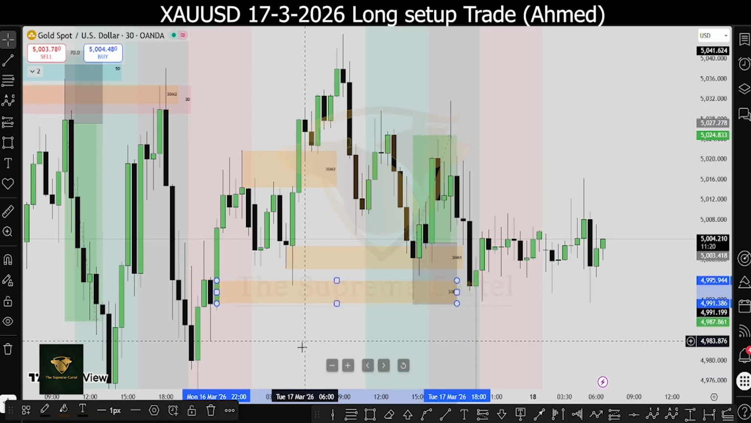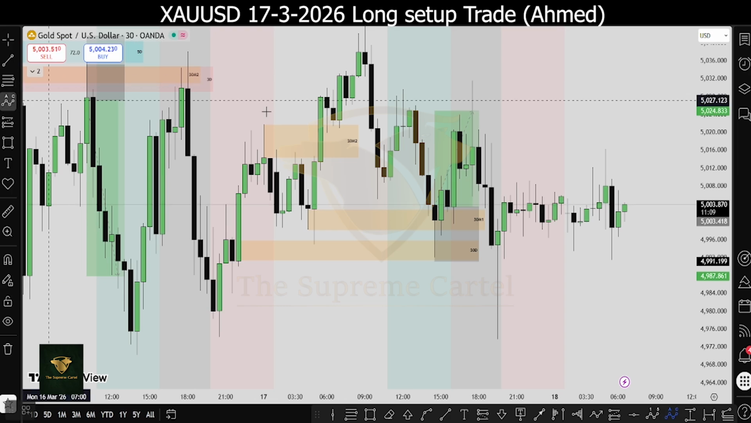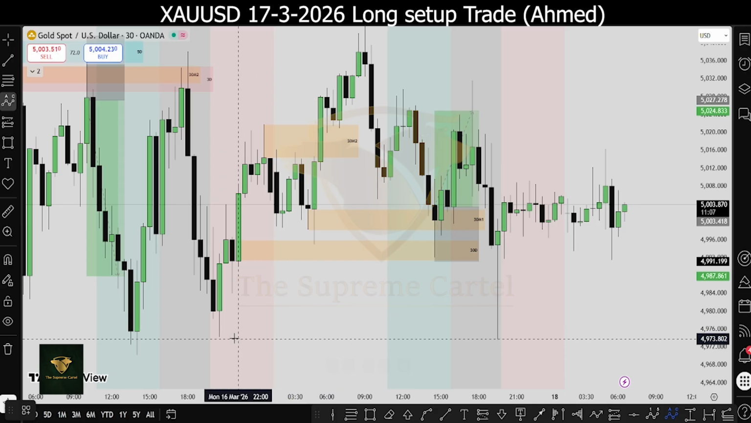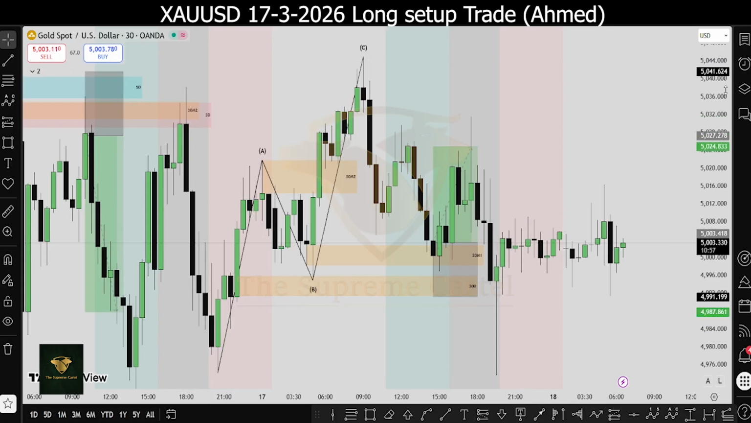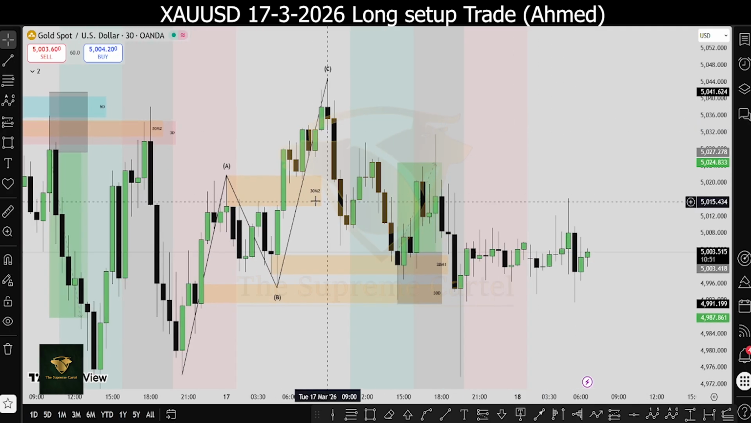First things first, I did the analysis on the 30-minute time frame. I prefer to do the analysis on the 30-minute time frame. First you spot the ABC structure. Once I identified the ABC, I marked my key levels, where this was my key level and this was my second key level.